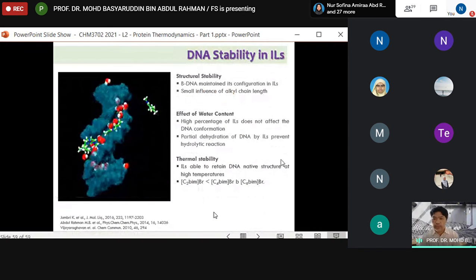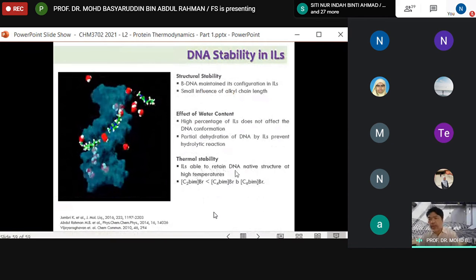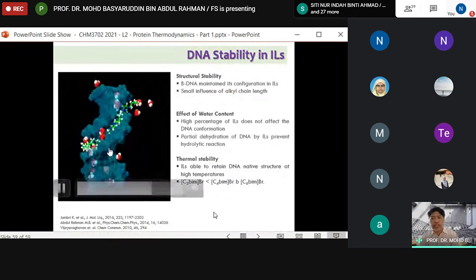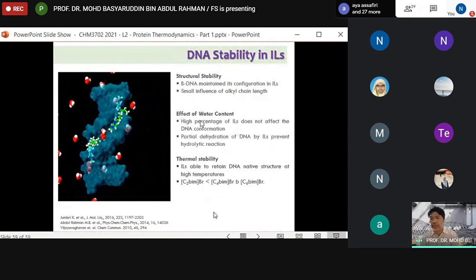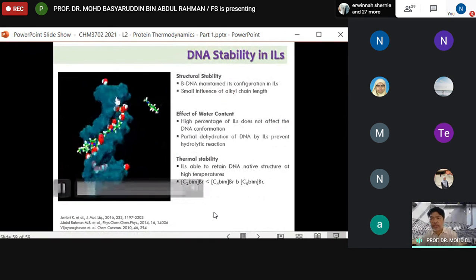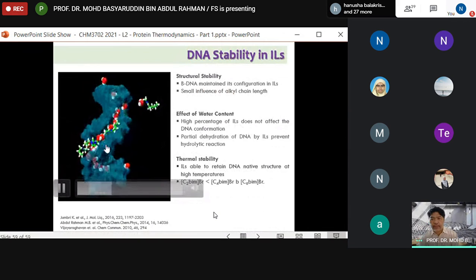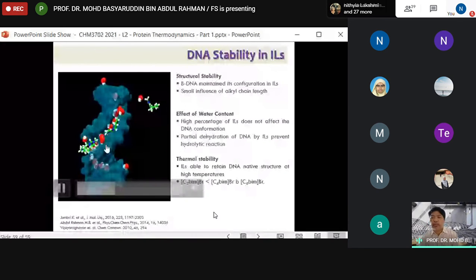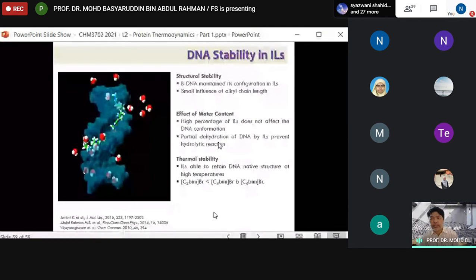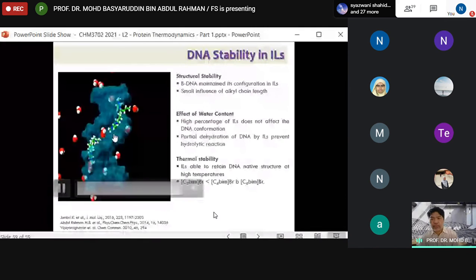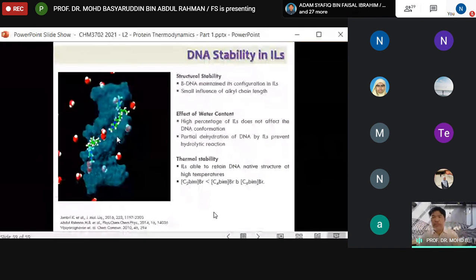So this is the example I mentioned before, ILs are able to retain DNA native structure at even slightly higher temperature. This is actually the water molecule. So if we put a higher percentage of ionic liquid, it basically will not affect the DNA conformation. But of course, what we can do, partial dehydration of DNA by ILs prevents the hydrolytic reaction. Meaning that again, it will conserve the structure of the DNA, and hopefully it can be used in the future.